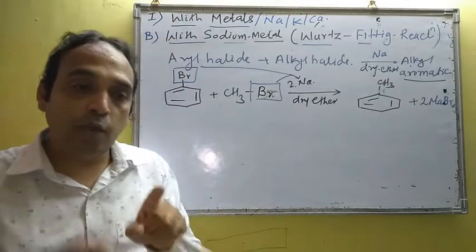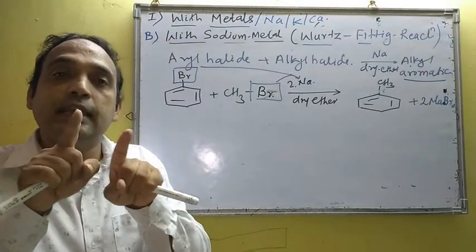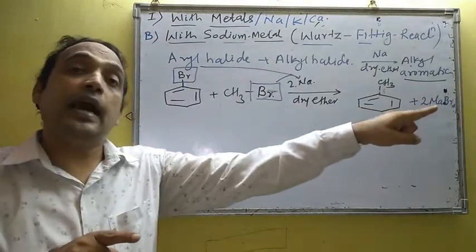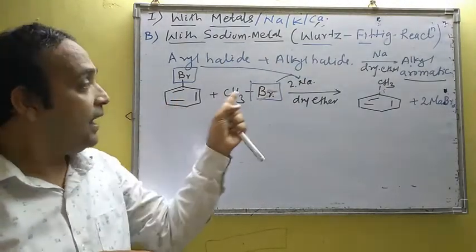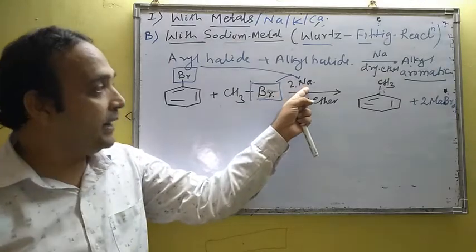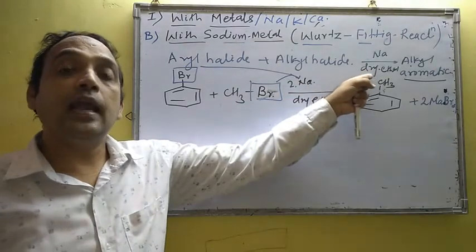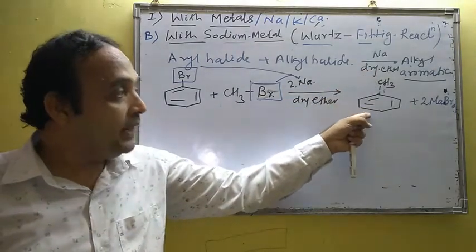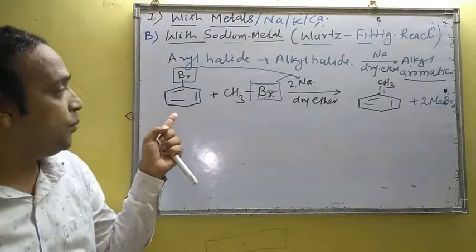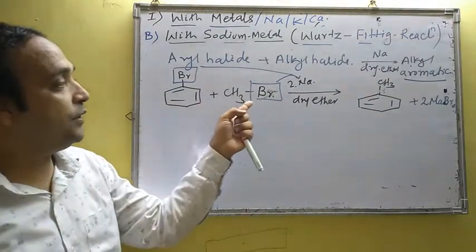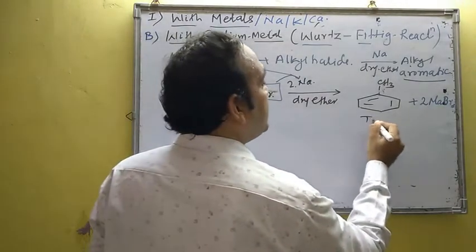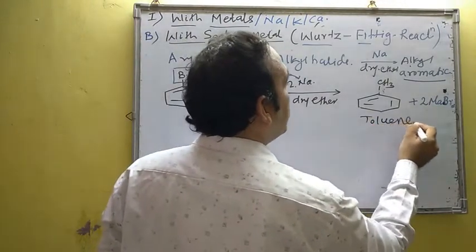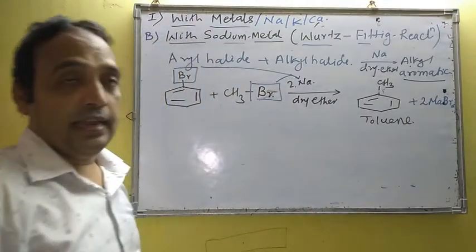Wurtz reaction में क्या होगा? दोनों भी alkyl halides रहेंगे और वो काय में कन्वर्ट होंगे हायर alkane. लेकिन Wurtz-Fittig reaction में क्या होगा? aryl halide, alkyl halide, sodium metal, it convert into alkyl aromatic compound. So here bromobenzene react with methyl bromide, convert into toluene, and this reaction is known as Wurtz-Fittig reaction.